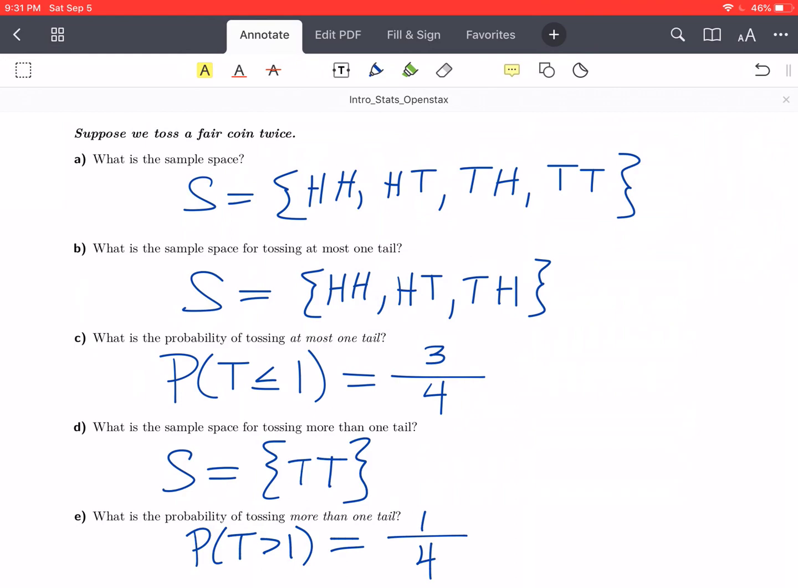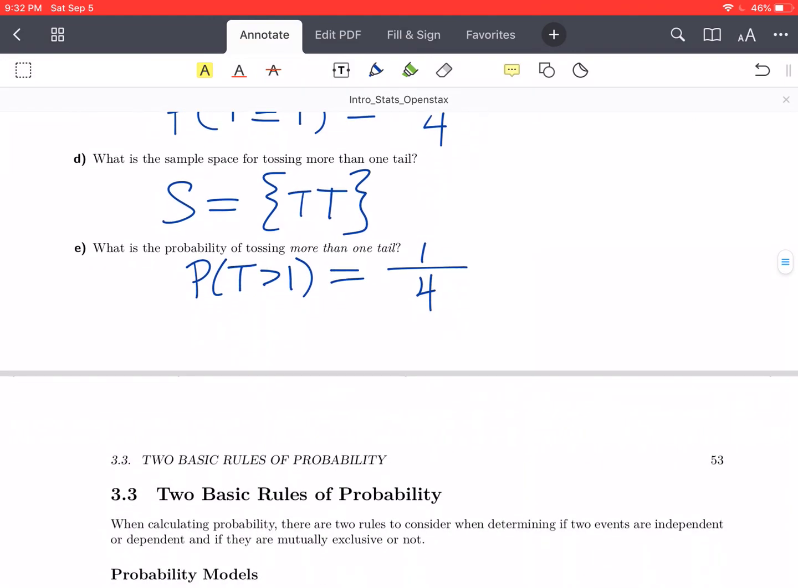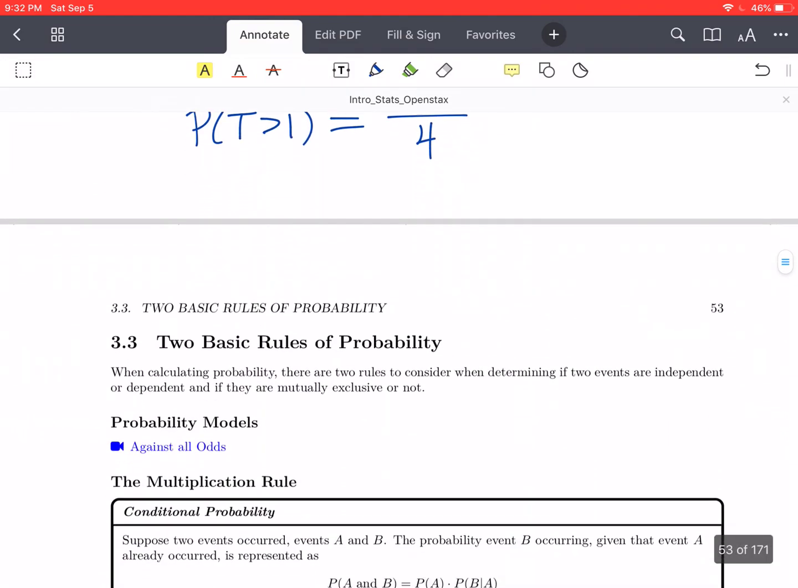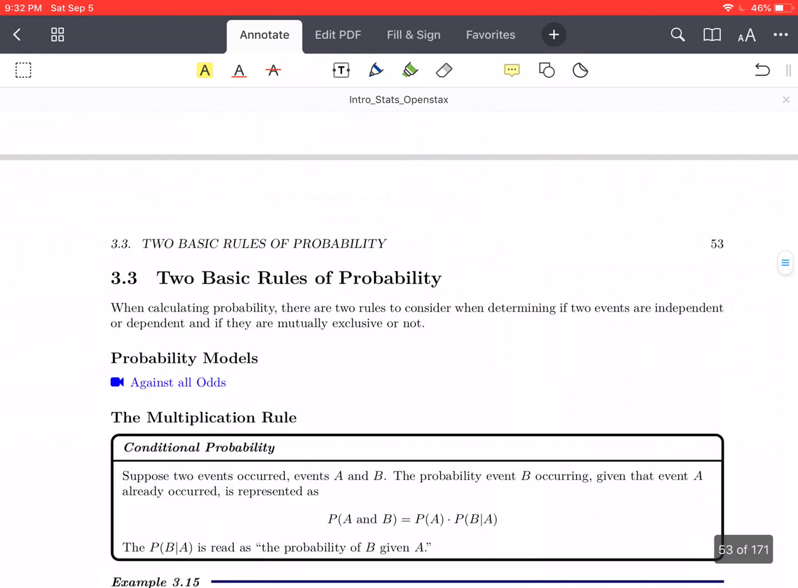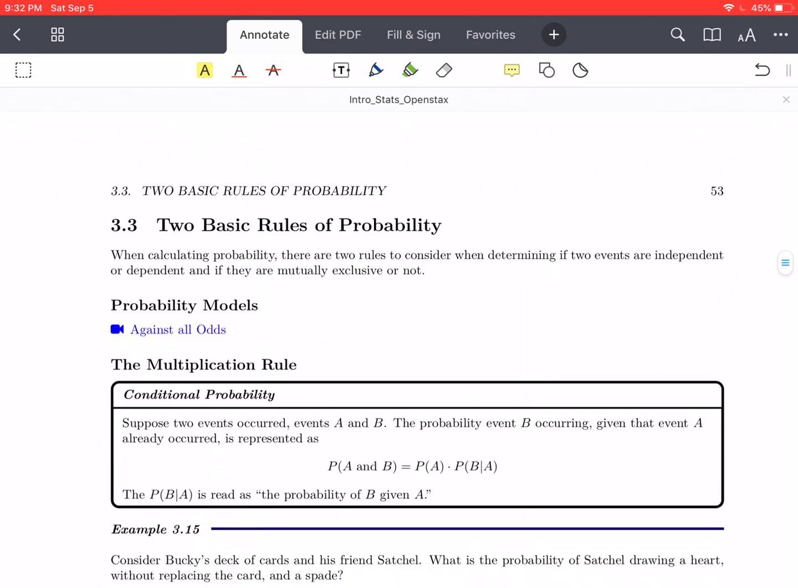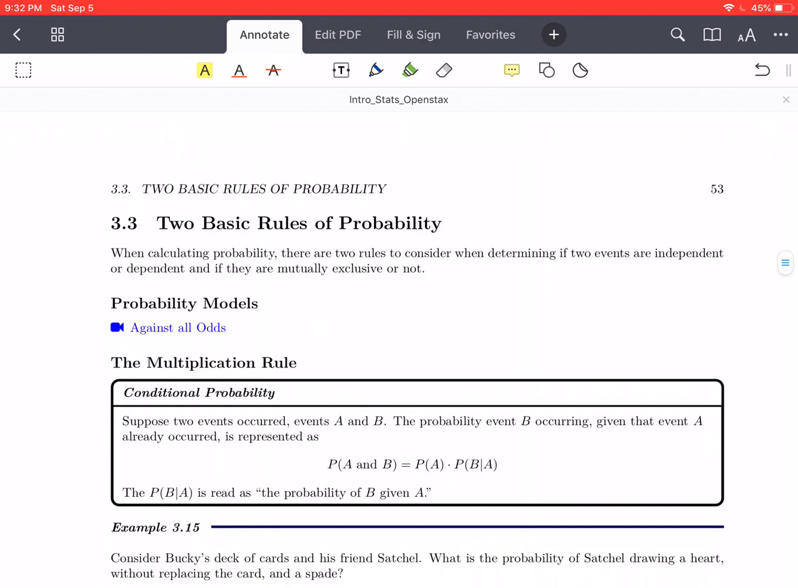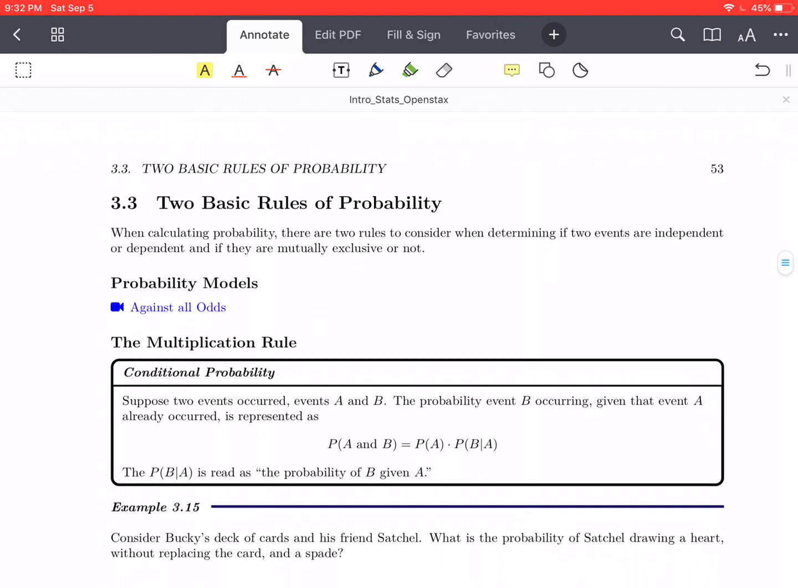All right. So that's the end of 3.2. So now let's go ahead and move on to section 3.3, looking at 2 basic rules of probability. So we're going to step it up a little bit, look at what happens when we're given just general events, not necessarily independent events, not necessarily disjoint or mutually exclusive events.